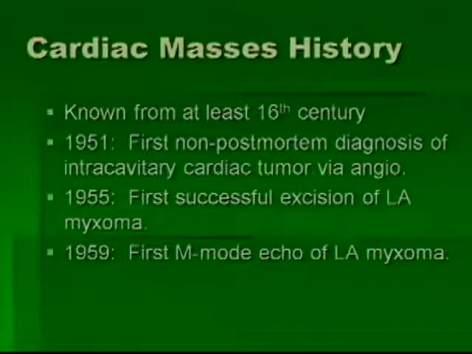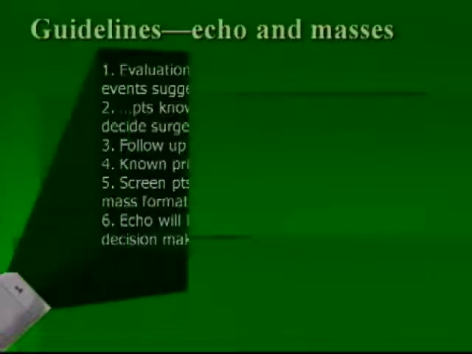Well, cardiac masses have a long history. They've been known at least from the 16th century. It wasn't until 1951, however, that the first non-autopsy diagnosis of an intracavitary cardiac tumor was made via angiography. A few years later, there was the first successful excision of a left atrial myxoma. And a few years after that, echo came on the scene, and the first M-mode recording of a left atrial myxoma was made.